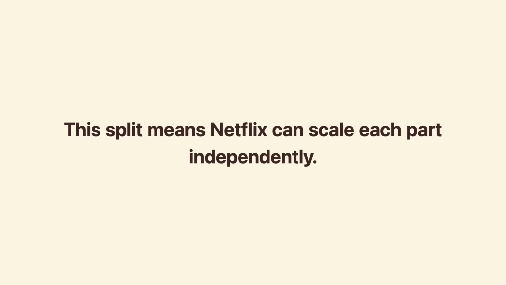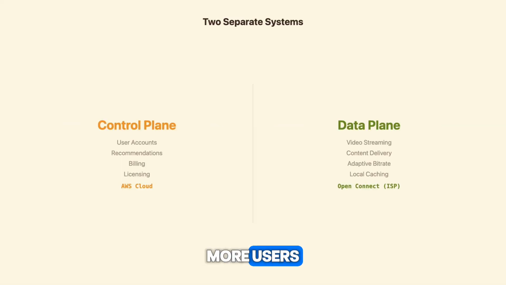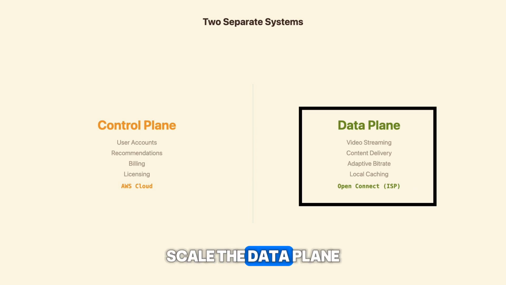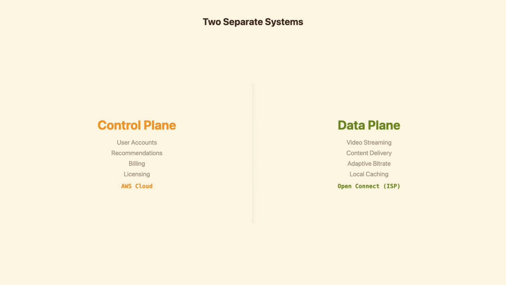This split means Netflix can scale each part independently. More users? Scale the control plane. More streaming? Scale the data plane. They don't interfere with each other. Which brings us to Part 2.